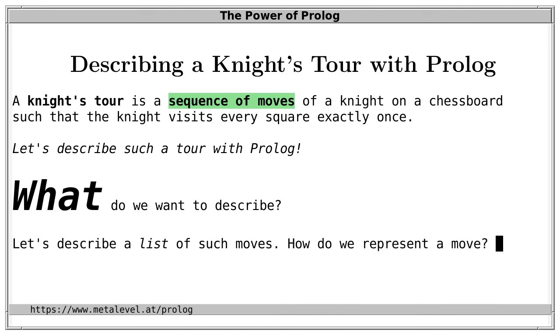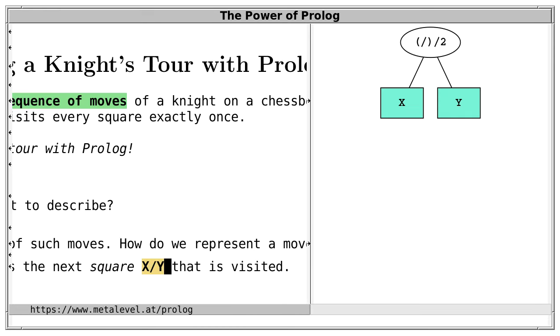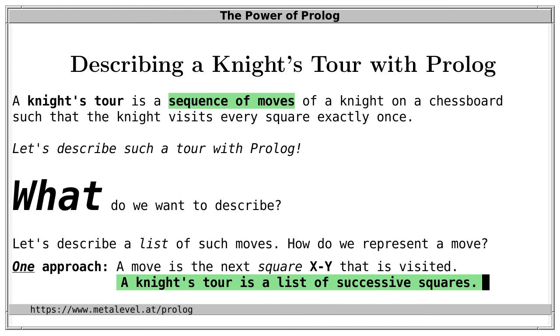And how do we represent a move? Well, one approach is to say a move is simply the next square that's visited. So like coordinates X/Y. And we can easily write this as a Prolog term, using for example the infix operator /. However, to represent pairs in Prolog, it's more common to use the functor and operator dash. And we will do this. So with this approach, a knight's tour is a list of successive squares, represented as pairs of coordinates X and Y. And note that we have asked here, how do we represent a move? And we'll come back to this later.